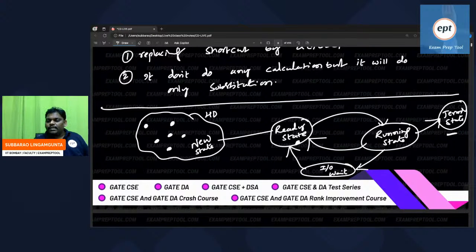Sir, so exe is the input for the loader? No, listen everyone. After linking, it will become exe. The loader will load it from hard disk to main memory. The exe will still be there in the hard disk even after the loader's work is completed. When you click on run, then it will go there. Fine. Thank you so much for asking.